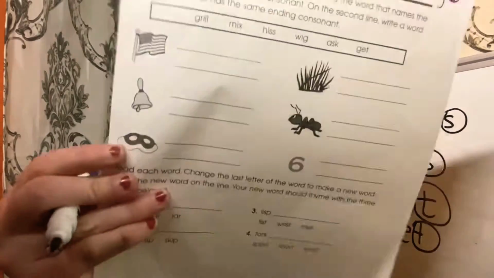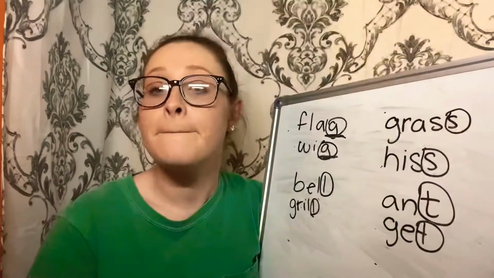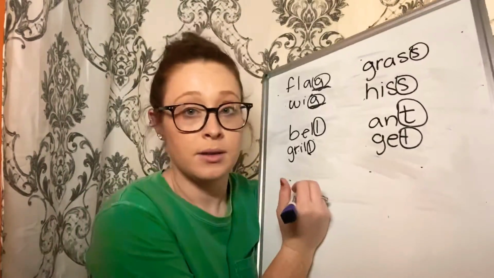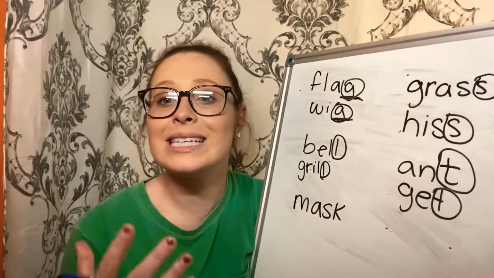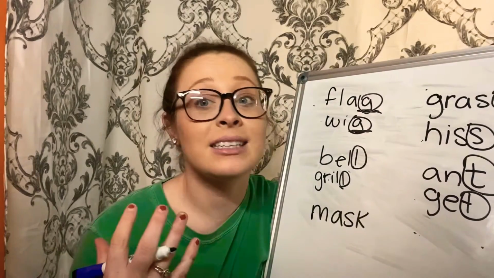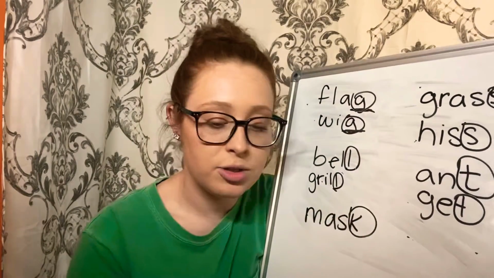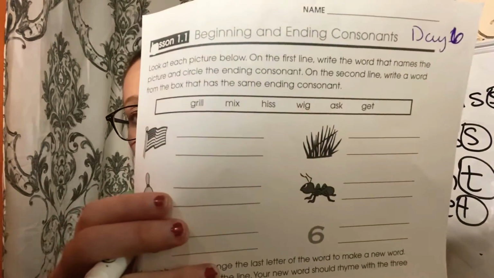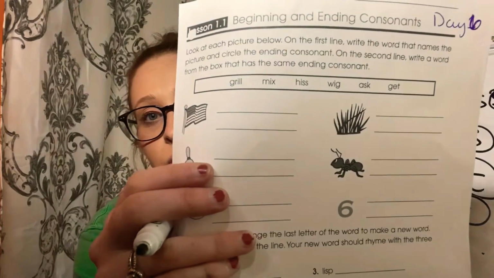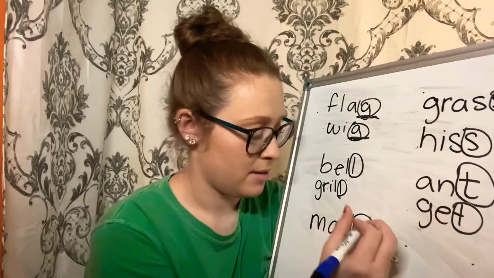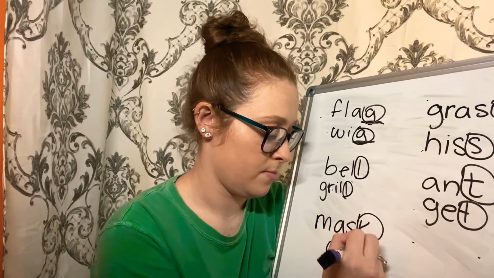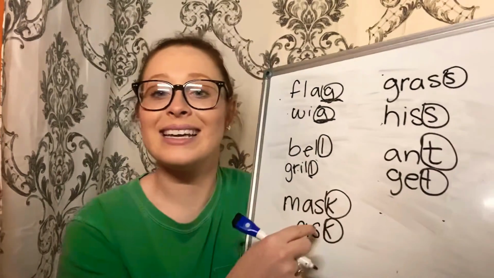Okay, what is that last picture, or that picture right there of? Mask. M-A-S-K. So, what is my ending? Mask. It's a K. So, of those words, what word will go with it? Ask or mix? Ask. And the K is the ending.